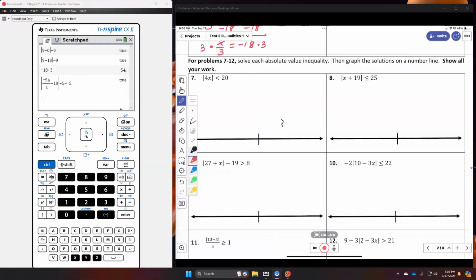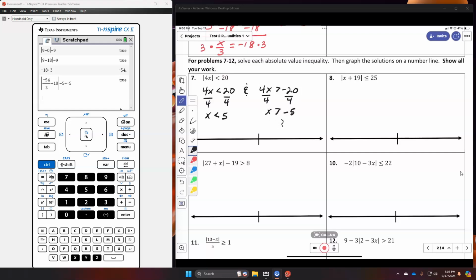Number 7, solve each absolute value inequality. So you notice that we have the absolute value by itself. So it's going to be 4x is less than 20, and it's going to be 4x is greater than negative 20. So it's going to be and. So you know that it's going to intersect. So we divide by 4. So we have x is less than 5. Divide by 4. So we have x is greater than negative 5.